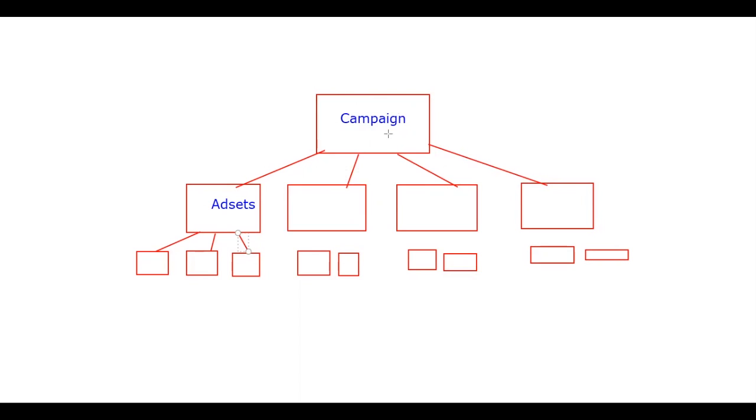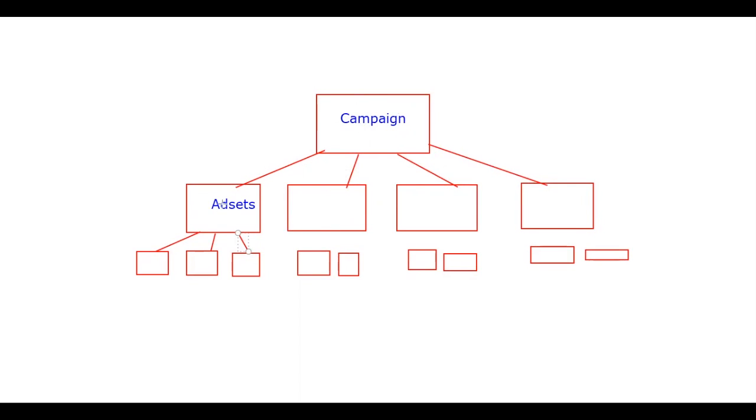Facebook will only allow you to have one type of campaign. So whether it's lead generation or messenger bot or traffic campaign, you'll only be able to have one type of campaign in this sort of structure. If you want to test different campaign objectives, you'll need to create them separately.